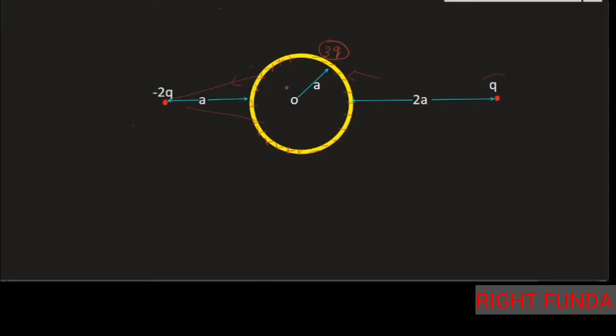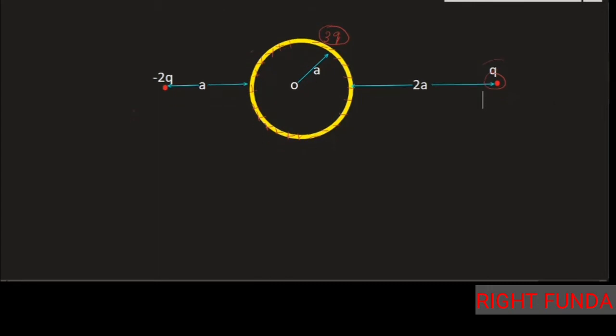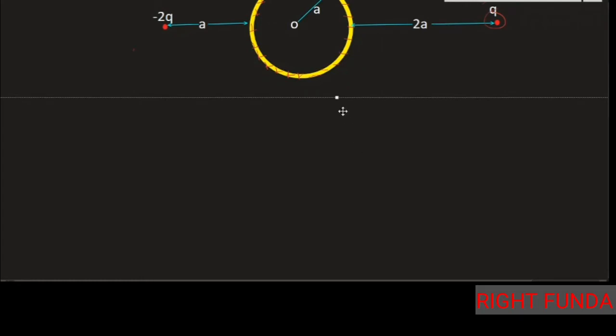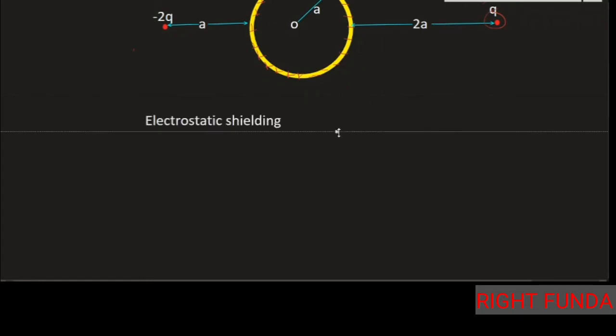So to calculate the field, what will the situation be inside? These outside charges have no contribution to the field inside. Their net field will vanish. Why will it vanish? Because of the induction of the charges on the conductor. This effect, this phenomenon, is called electrostatic shielding.